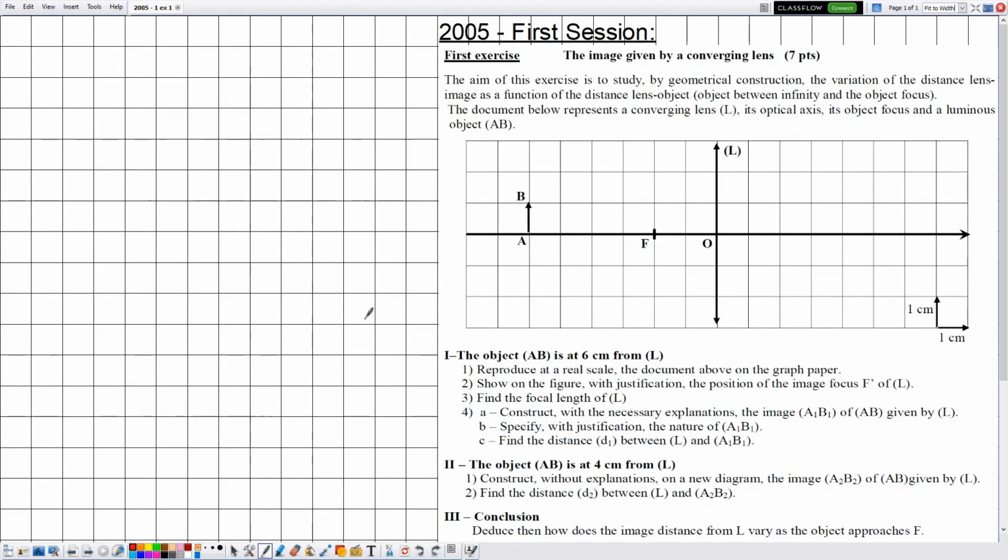Okay, hello everyone, in a new video. In this one we are going to solve an exercise related to optics and the chapters of lenses and formation of images. This exercise was a previous one in the brevet exams in 2005, first session, first exercise.